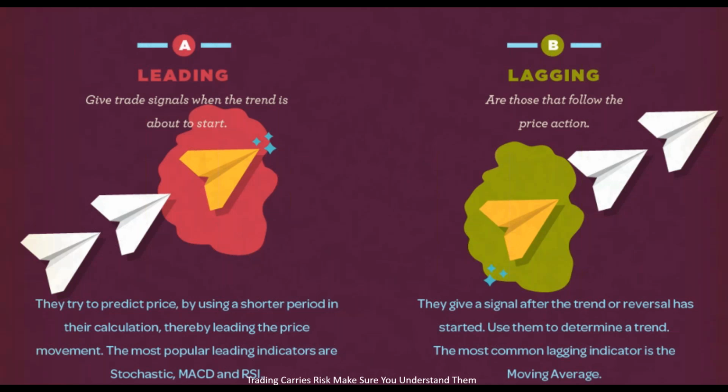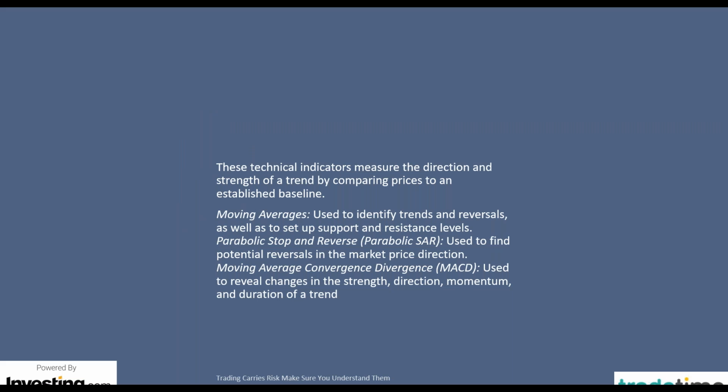Leading indicators give trade signals when the trend is about to start. They try to predict price by using a shorter period in their calculations, thereby leading the price movement. Lagging indicators are those that follow the price action. They give a signal after the trend reversal has started. Use them to determine a trend. The most common lagging indicator is simply a moving average.